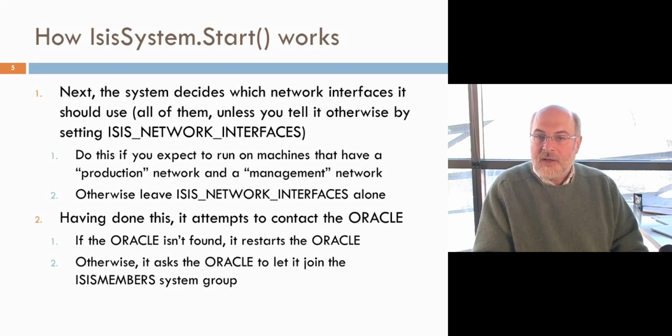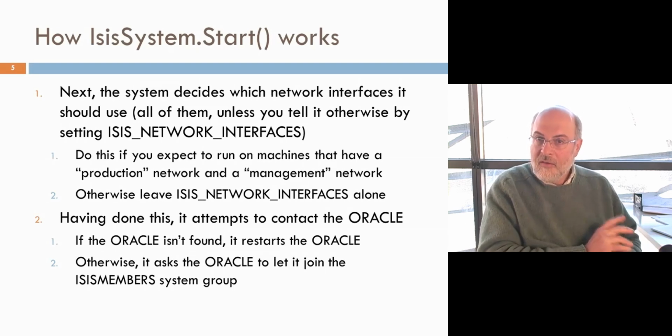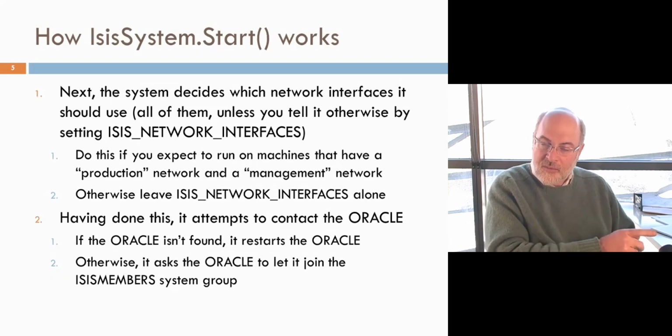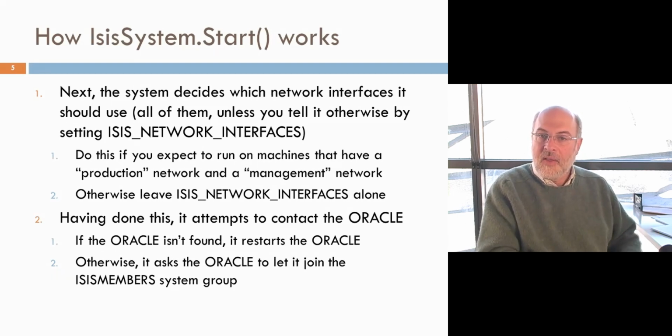You would think, well, I should want it to use all of them, and that's what it will do by default. But it turns out that on many clusters that universities or other organizations run, there's actually an administration network that you're not supposed to use. Very often it's the first network card, and ISIS can skip the first network card if you wanted to. And then there's a production network, and you're supposed to use that.